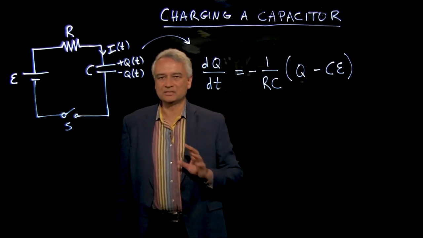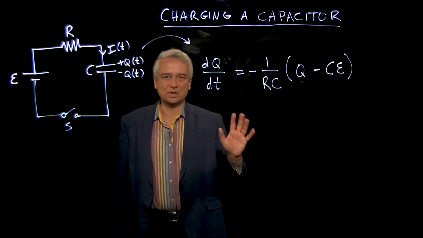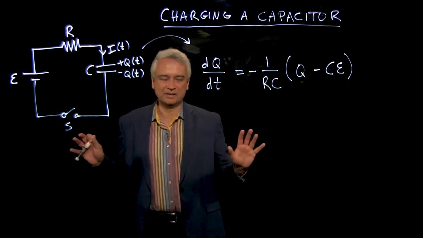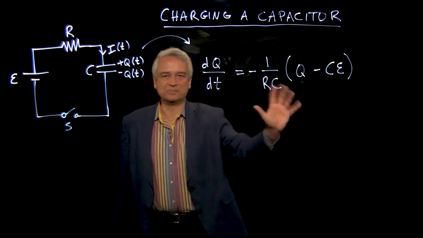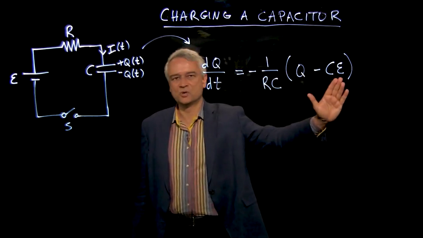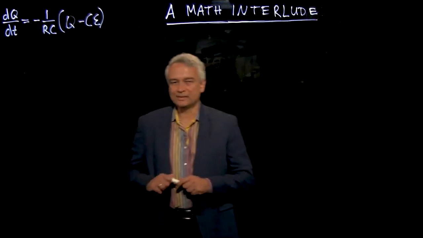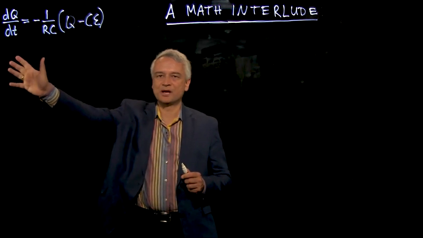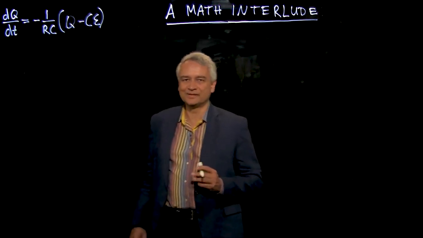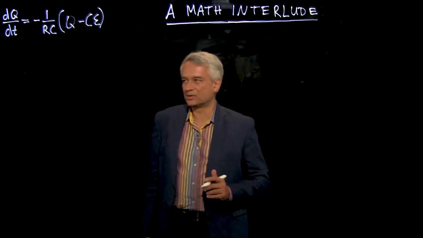So I'm going to pause, erase the board, and we're going to start doing some math. I'm going to take a little interlude and learn how to solve the simple version of this differential equation in which there's no second constant. Okay, so as promised, a math interlude. This is the equation that we got from the physics and that we want to work up towards solving, but we're going to start with a simpler equation.